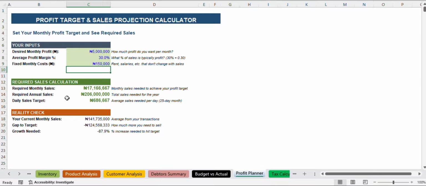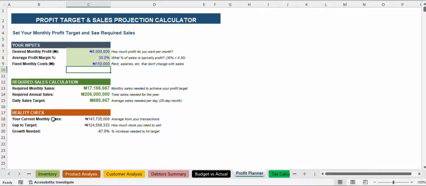Again, we're using 25 days, Mondays to Fridays. We're not using 30 days because if we use 30 days, it's going to be smaller, but just 25 days. Now, it then tells you what your reality is. Okay, so we have a reality check section.